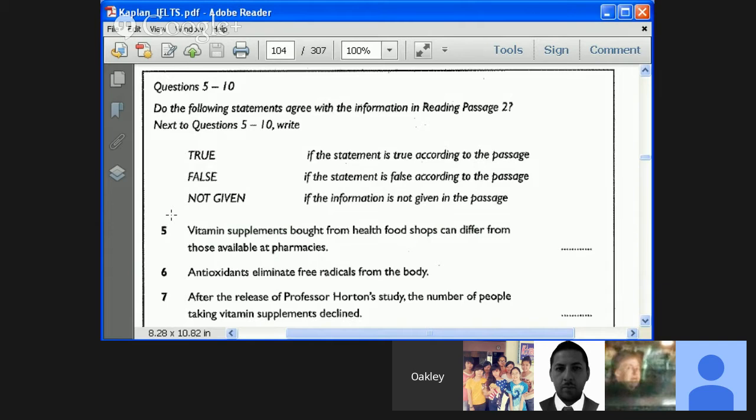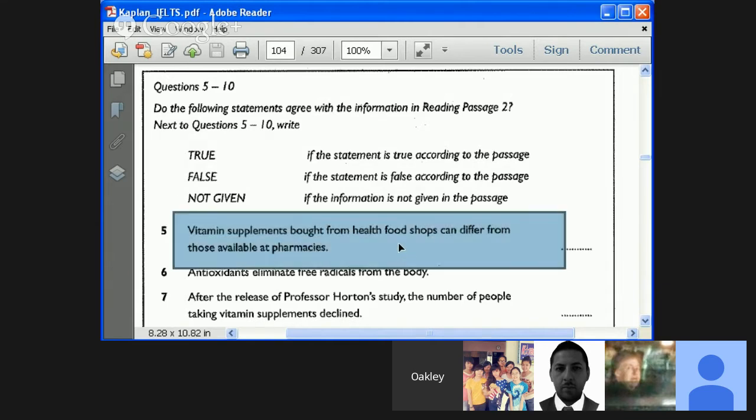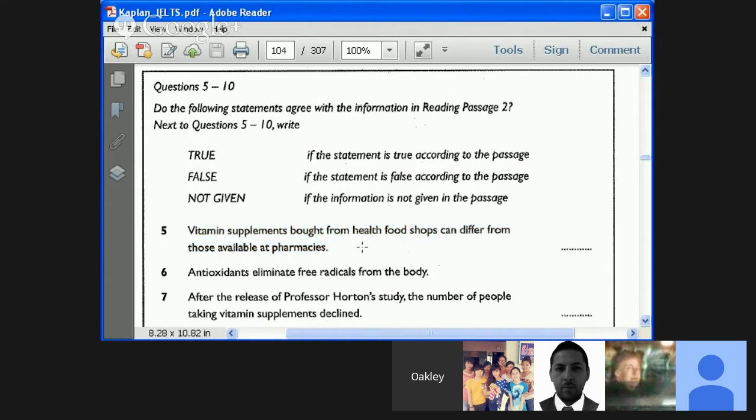Okay, let's try this out. True, false, not given. This is a scanning type question. So I'm going to look at the question. I haven't even looked at the reading passage yet. Look at the question. You need to understand the question, simplify it. And then you need to choose a keyword that you can find for the question.